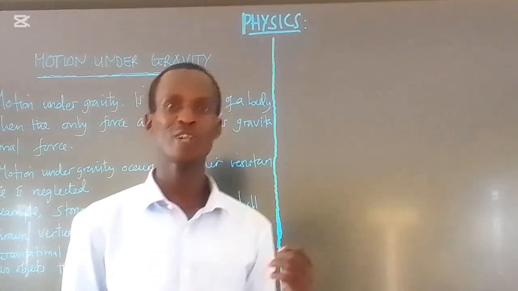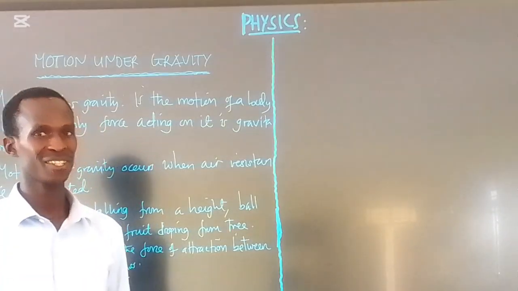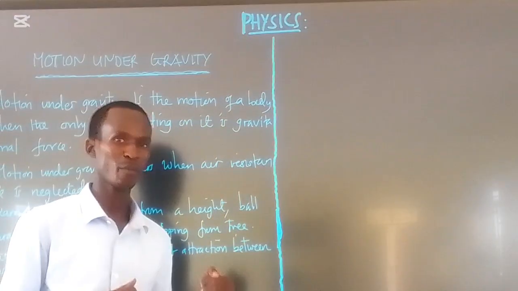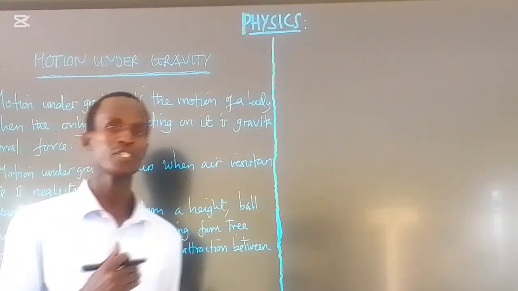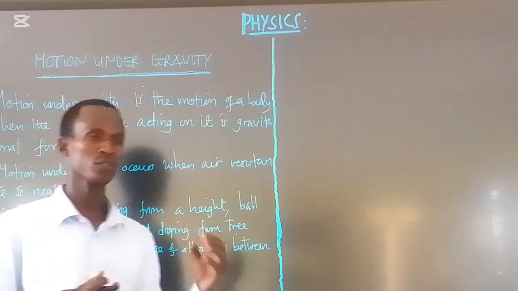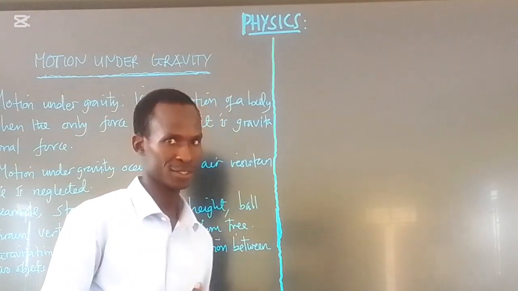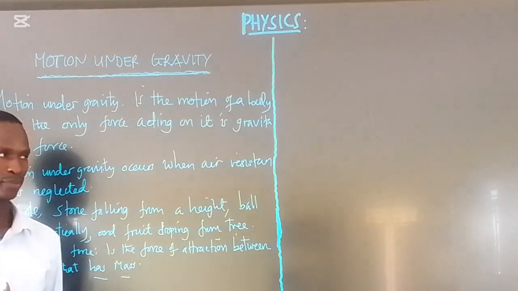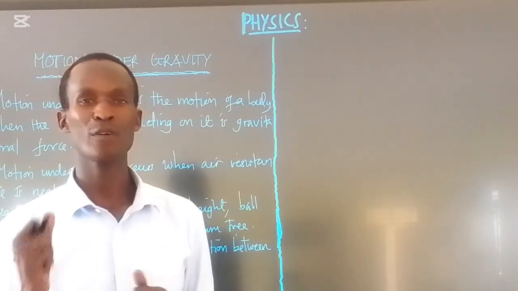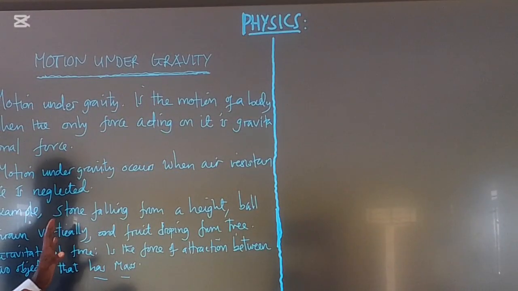I'm here to teach you a lesson about motion under gravity. Once we say motion under gravity, this is the motion of a body under the influence of gravitational force. Gravitational force is a force of attraction between two objects which have mass.